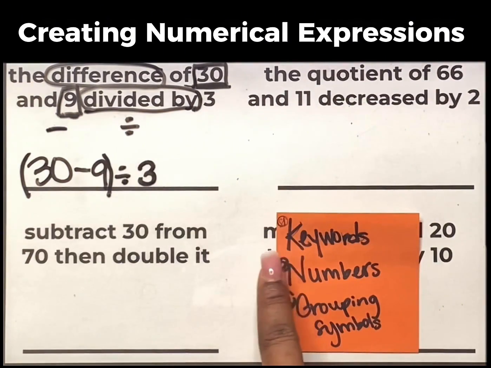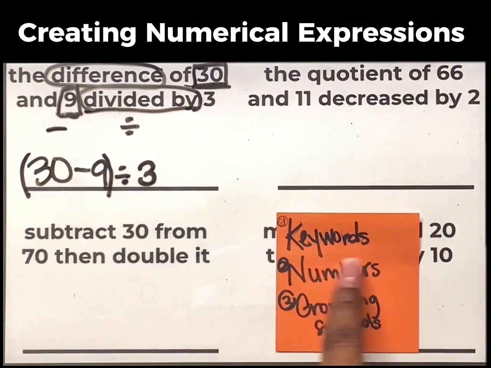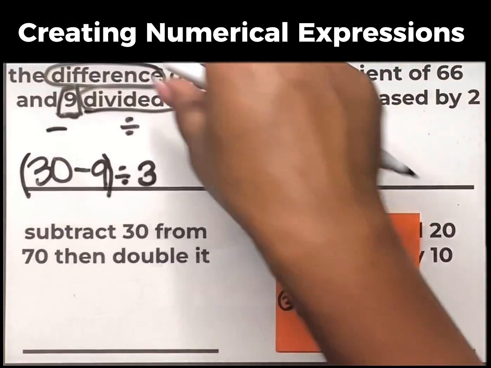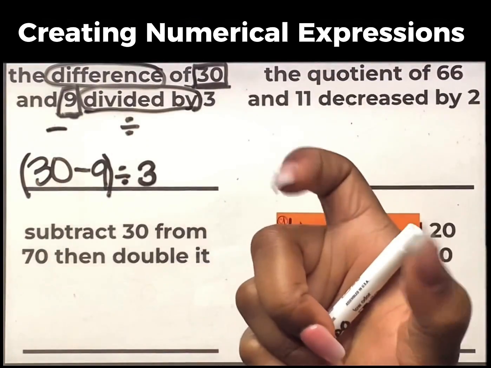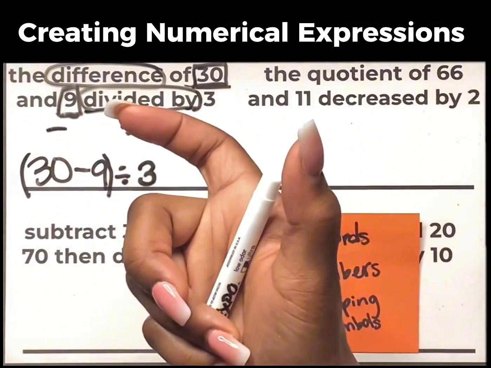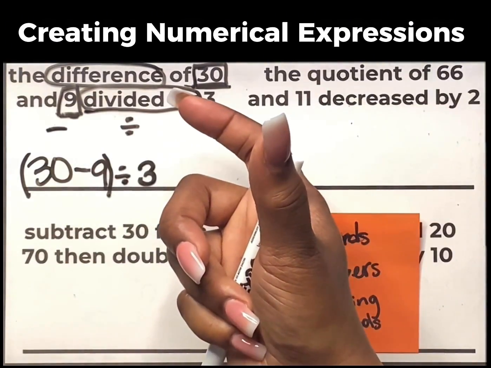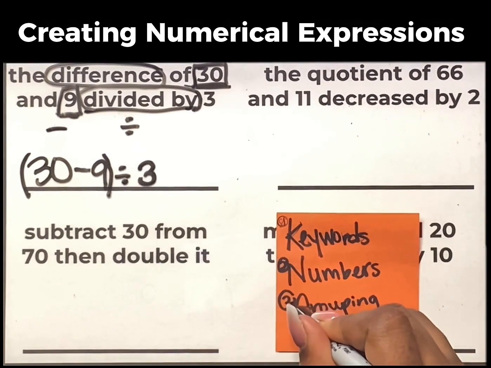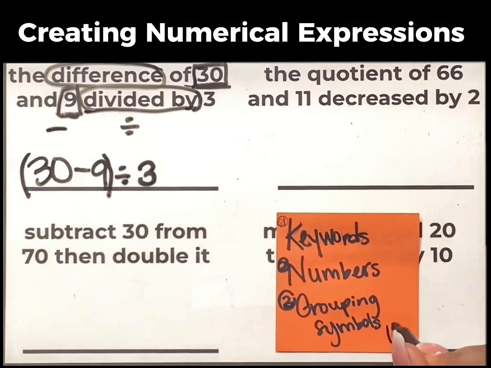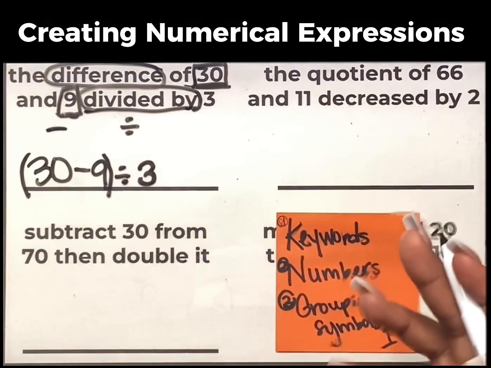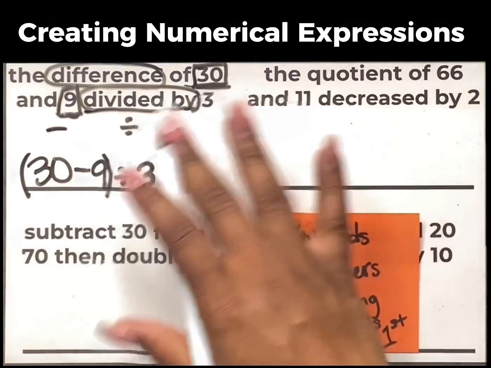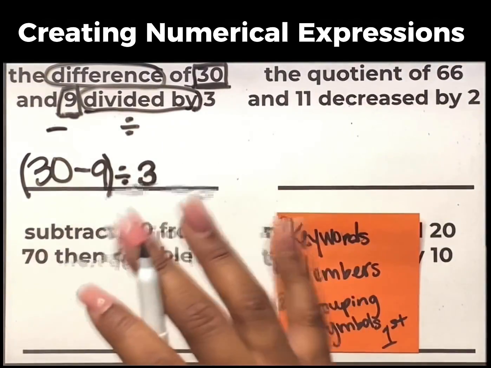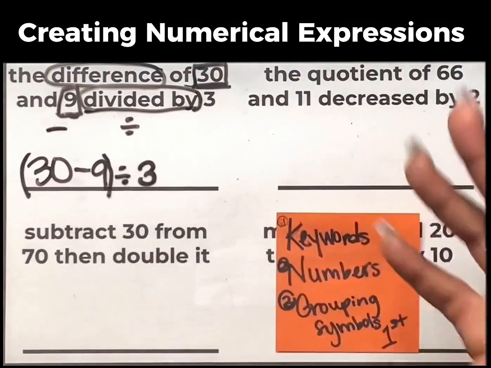So let's review. Step 1, we're going to identify keywords. Step 2, then we're going to see the numbers that those keywords are associated with. What are those numbers relating to once we reread it? Then step 3, we're going to put grouping symbols around what should be done first. Now, if this was a multi-step numerical expression, then you're going to have more than one set of grouping symbols, but these are not. These are just one set to be done first and then something next.